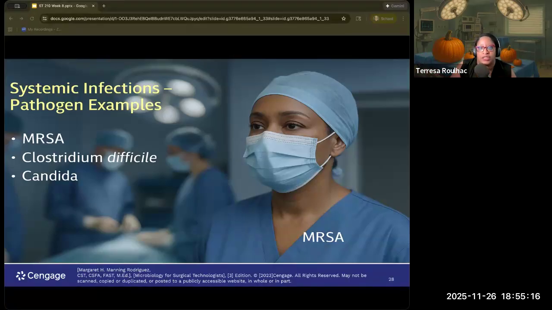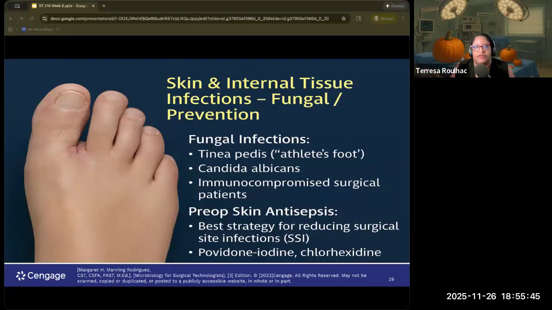And then there's systemic infections involving the spread of pathogens throughout the entire body. MRSA, you will see concepts coming up on the coming final on what that is. Methicillin-resistant Staphylococcus aureus. It has developed, unfortunately, a resistance to many antibiotics, especially methicillin and related drugs. Unfortunately, it spreads in healthcare settings. We also talk about skin and internal tissue infections and fungal prevention. Fungal infections and surgical site infection prevention is high yield.